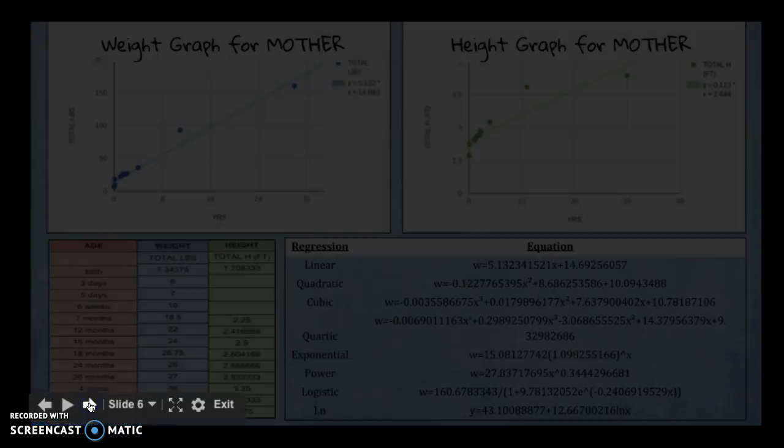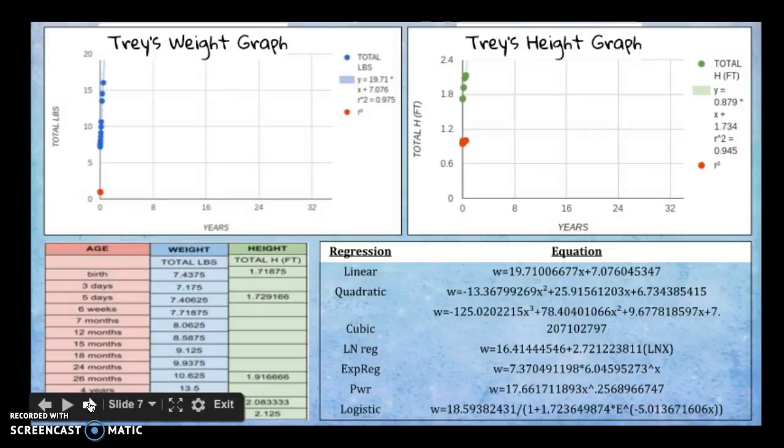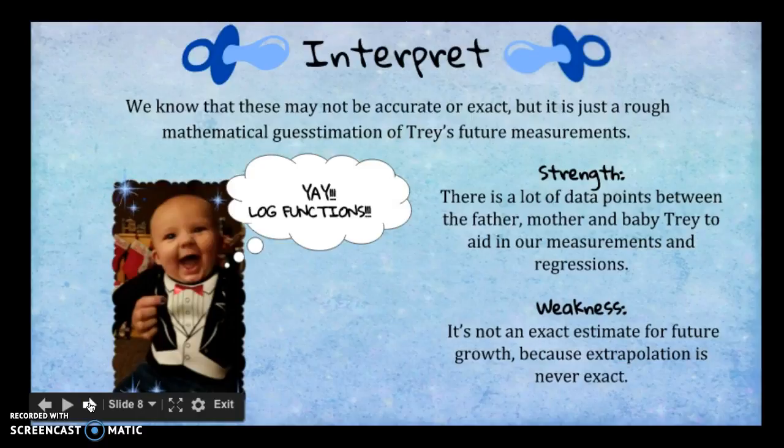These graphs and tables are the mother's data. Notice the linear regression through the graphs are not a realistic fit. The last set of graphs and tables are Trey's data. Notice the linear regressions are not realistic, predicting a continuous increase in growth rates. We used a natural logarithmic function to determine Trey's future measurements.